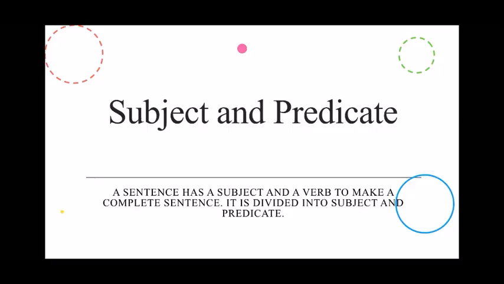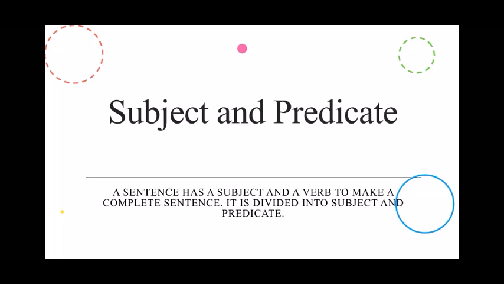Today's topic is subject and predicate. A sentence has a subject and a verb. What is a verb? Verb is an action word. So a sentence has a subject and a verb to make a complete sentence. It is divided into subject and predicate.